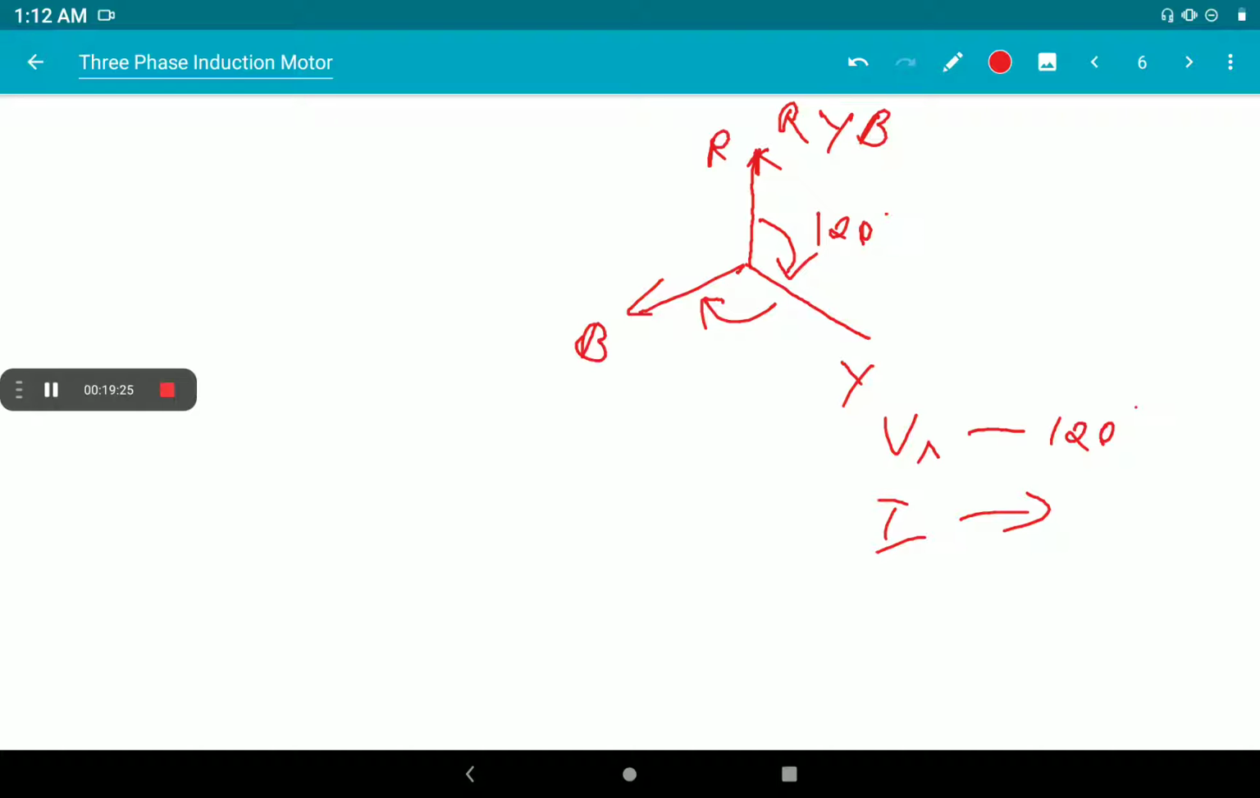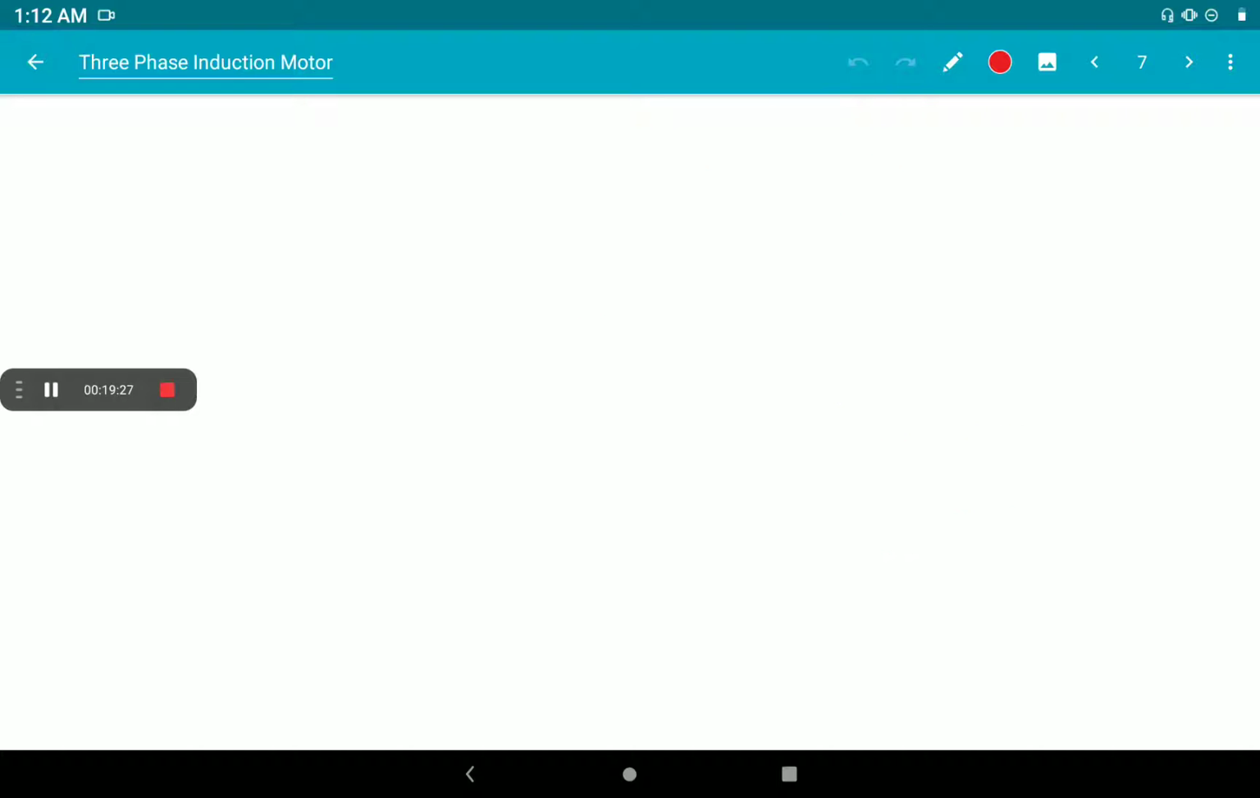Now let us see how the rotating magnetic field is produced. Okay, rotating magnetic field produce ചെയ്യുന്ന constraints നമ്മൾ പറഞ്ഞു. ഇനി അത് എങ്ങനെയാണ് പ്രൊഡ്യൂസ് ചെയ്യുന്നതെന്നുള്ള ഒരു ജസ്റ്റ് ഒരു റെപ്രസെൻറ്റേഷൻ ഞാൻ കാണിക്കാം.